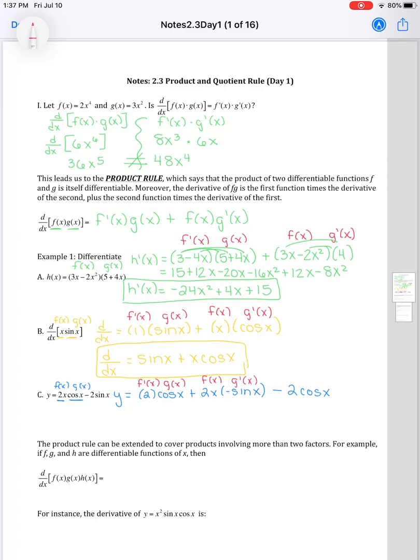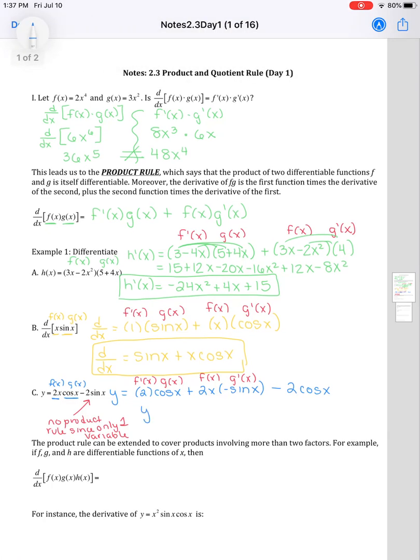So this is f prime of x, this is g of x, this is f of x, and this is g prime of x. Again, I'm going to make a little note: no product rule since only one variable. You can only do product rule if you have two variables that are being multiplied together. If we make this look a little nicer, we have 2 cosine x minus 2x sine x minus 2 cosine x, and you're going to find the cosines cancel. So you only end up with negative 2x sine of x for your final answer for that one.